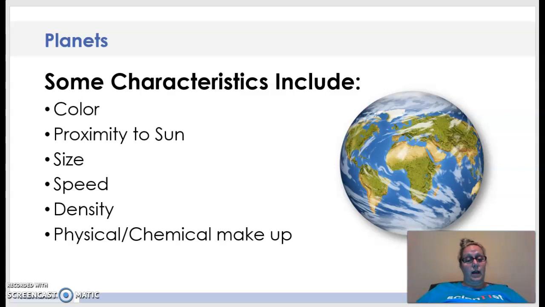And the density, how dense is the planet? Some are more dense than others, some are less dense than others. And then its physical and chemical makeup. So physical would be, is it rocky? The chemical makeup is talking about the elements that make it up. So your gas giants are going to be more elemental in chemical makeup than your terrestrial.